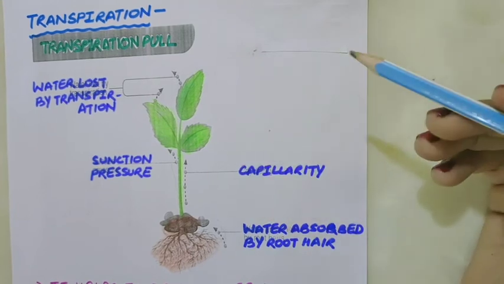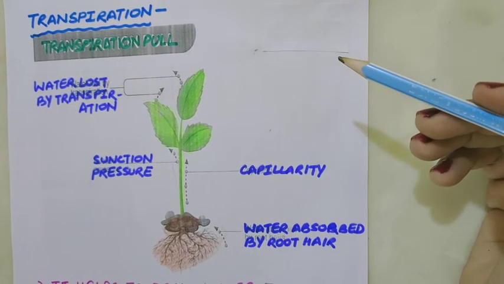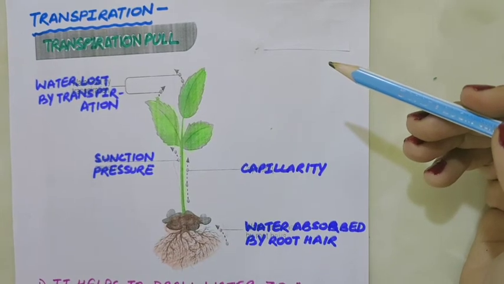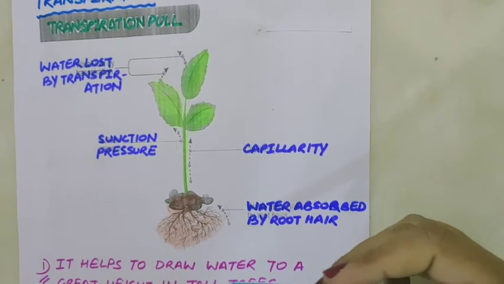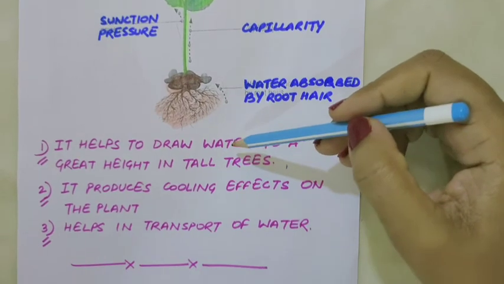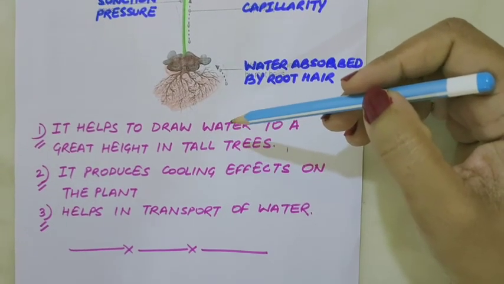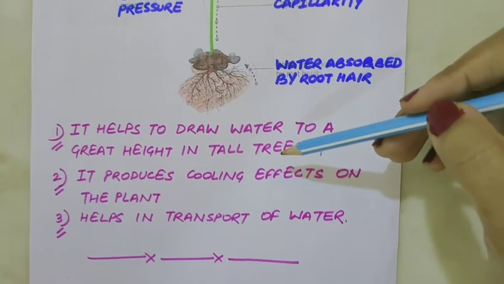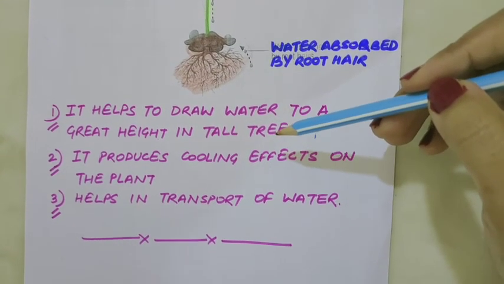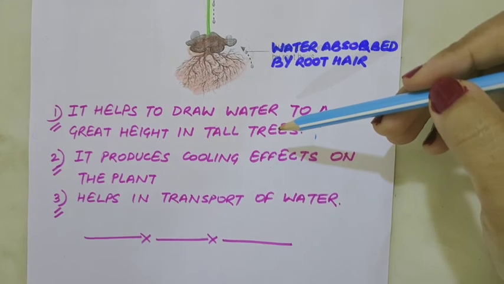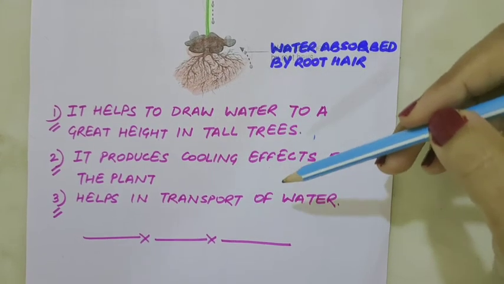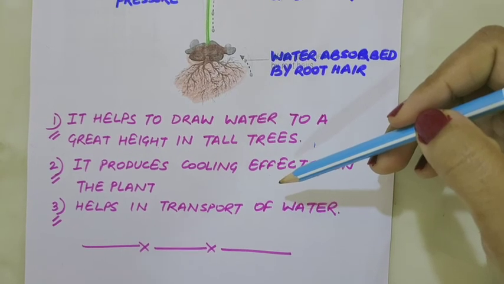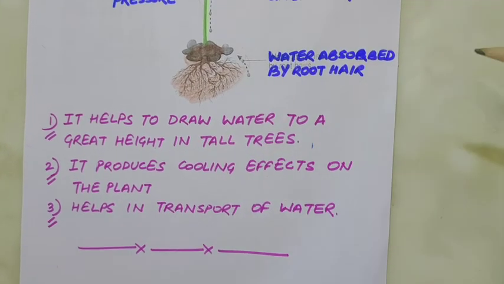Though transpiration causes loss of water from the plant, still it is a necessary process for plants due to the following reasons. Suction pull caused due to evaporation of water helps to draw water to great heights in tall trees. It produces a cooling effect on the plant and therefore prevents the plant from the damage caused by heat of sunlight. It also helps in the transport of water and minerals to the leaves for performing photosynthesis in them.